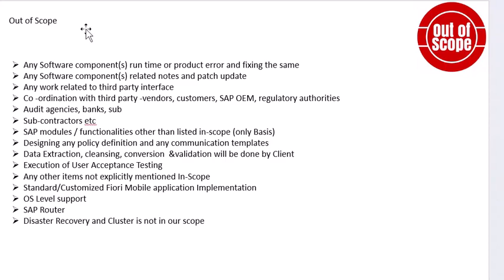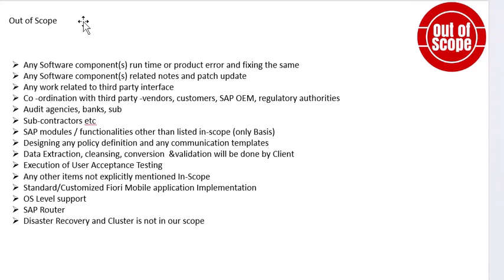Any work related to third party interfaces? No. Coordination with third party vendors, customer, SAP, OEM, regulatory authorities. So coordination, everything will be done by the customer side or project managers, not by the executor. Audit agencies, banks, subcontracts: you no need to interact with them. SAP modules, functionalities other than listed scope. Okay, only Basis. So if you're talking about only Basis, you have to explicitly mention only the SAP Basis module will be covered, not other functionalities.